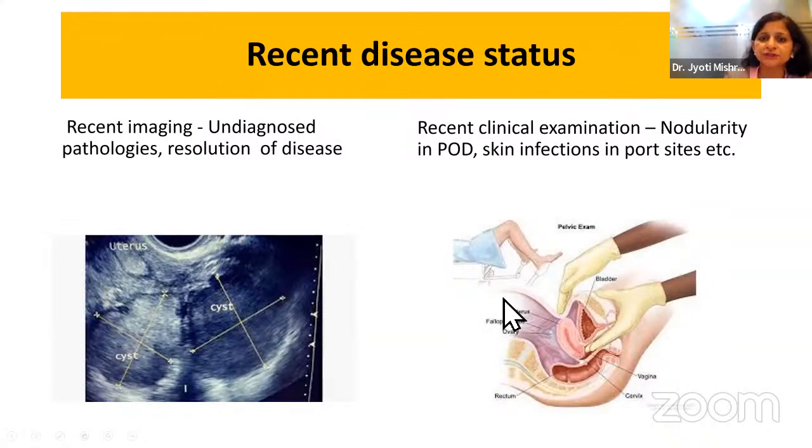Now, any recent imaging also we have to see. Sometimes a patient has been diagnosed with something, and when you do the surgery, something else has also come up, maybe a cyst for which you have not taken a consent. Recent clinical examination, nodularity, which you might have missed or forgotten about, might have developed now, suggesting bowel involvement in a case.